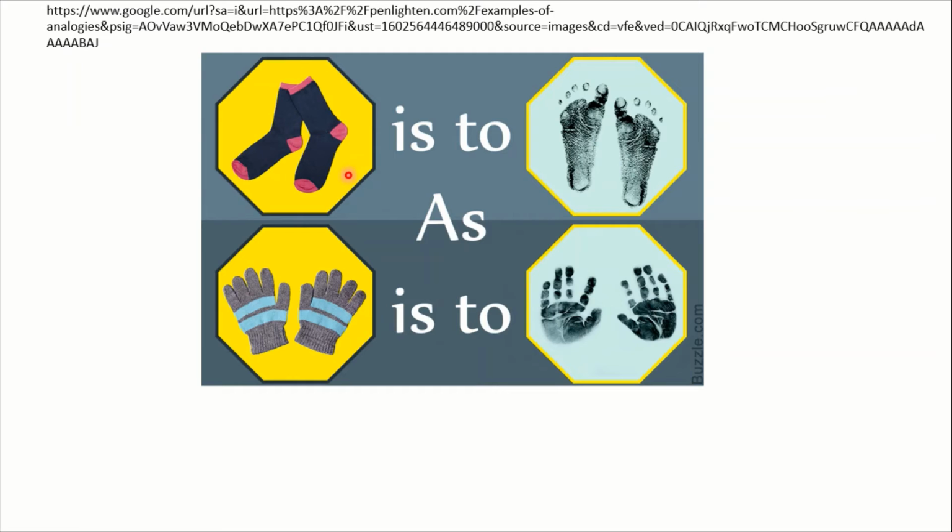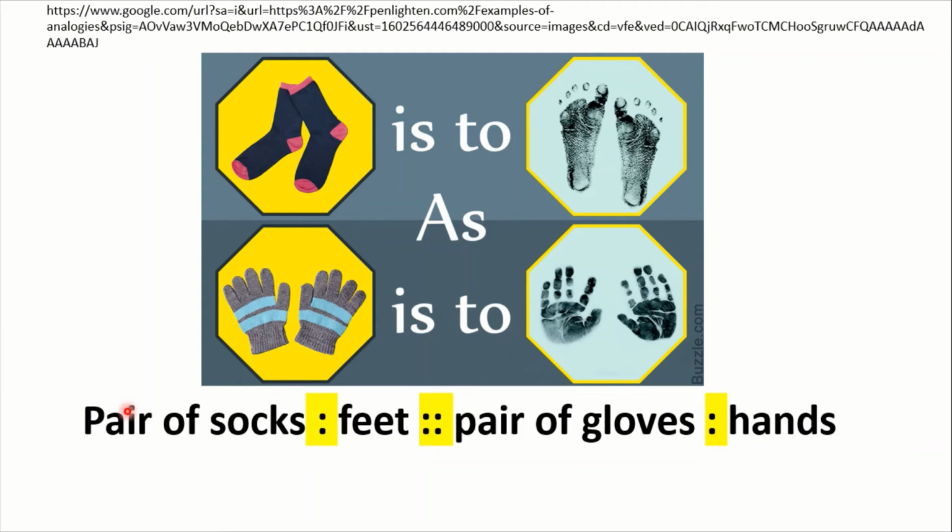Another example: pair of socks is to feet as pair of gloves is to hand. We wear a pair of socks on our feet and we use a pair of gloves for our hands. Both are for protection.